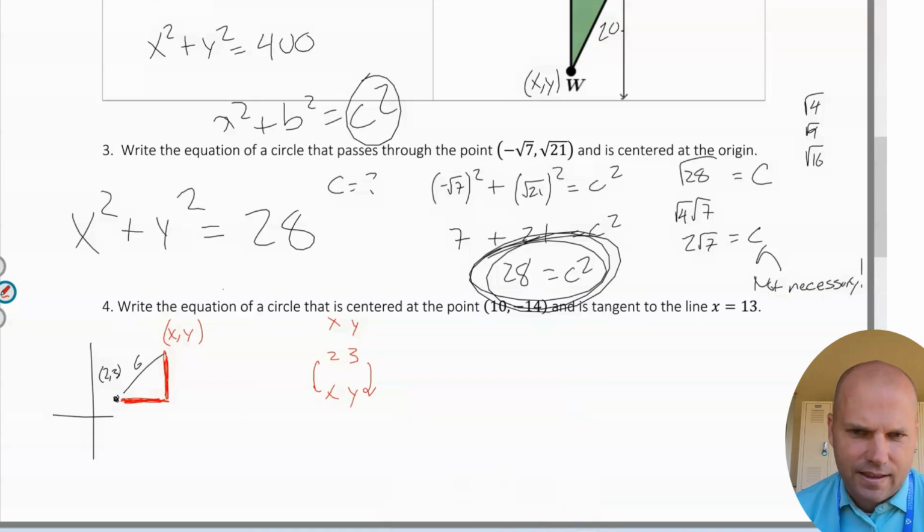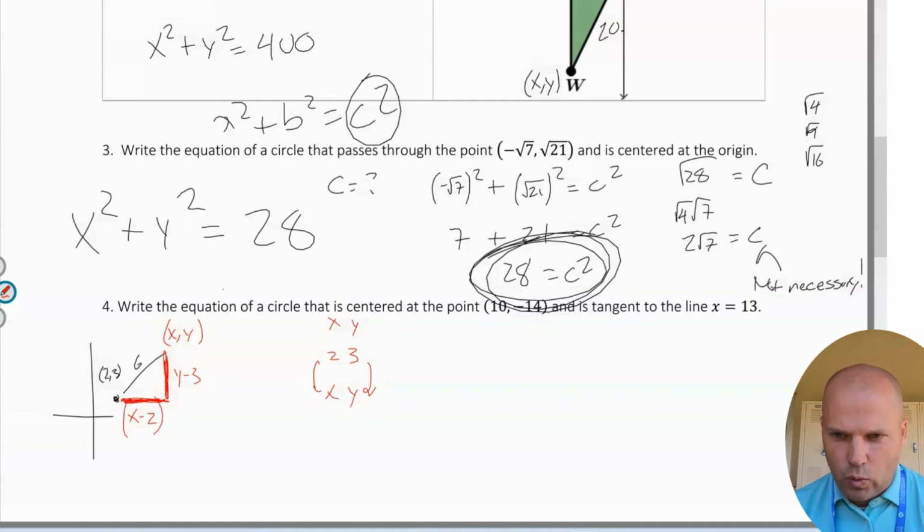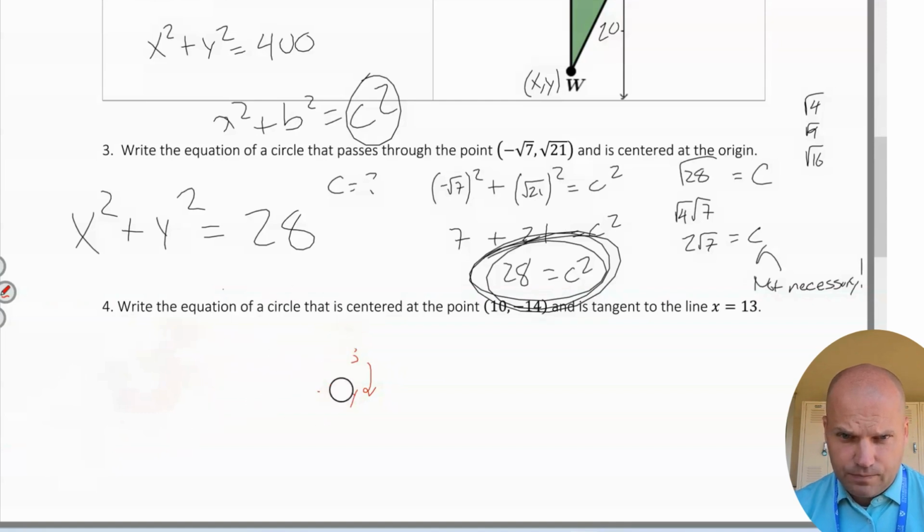You can subtract the numbers. Like x minus 2 will give me this x distance, and y minus 3 will give me this y distance. So that allows you to use a squared plus b squared equals c squared. And we can write the equation of a circle centered at 2, 3 with a radius of 6. Well, this is the same thing, only it's a little bit more complicated because we have this point 10, negative 14.